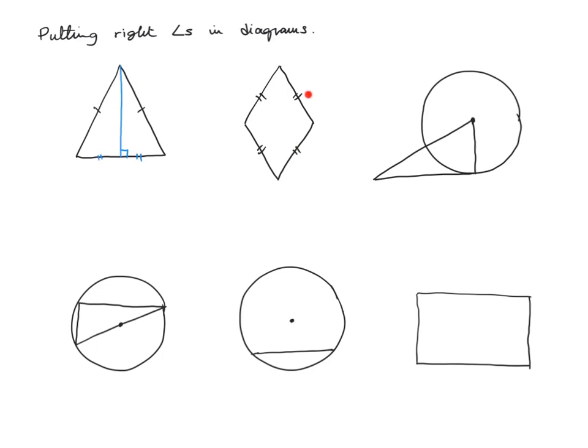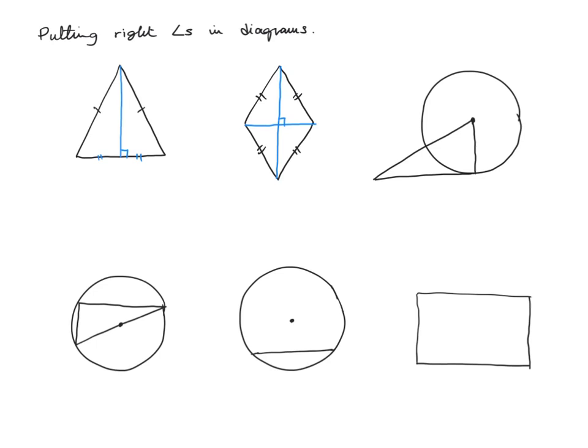Now this is a rhombus, and you might remember for a rhombus, when you draw the two diagonals of the rhombus, they are perpendicular to each other, so there's how you can get a right angle out of that. The same kind of thing will work with a kite. If you draw the diagonals of a kite, you will also get a perpendicular or right angle.